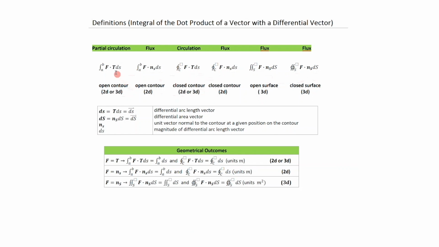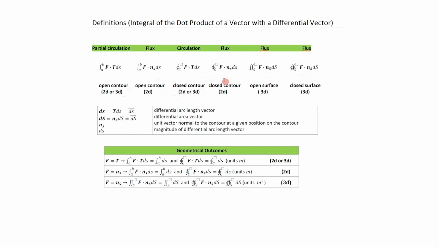Okay, so this is a differential length tangent to vectors. This is a differential length normal to the contour. This is a differential surface area. Differential length perpendicular to the contour. This is a differential surface area perpendicular to the surface.